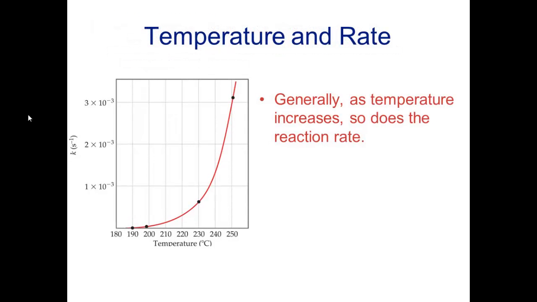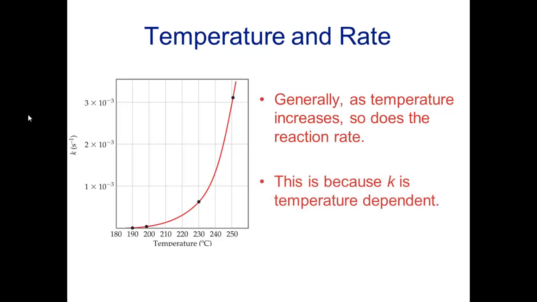Temperature has a significant influence on the rate of reaction. Generally speaking, as you increase the temperature, the rate of the reaction also increases. The only thing that can influence the rate constant is the temperature. What this means is a particular reaction will have different rate constants at different temperatures.